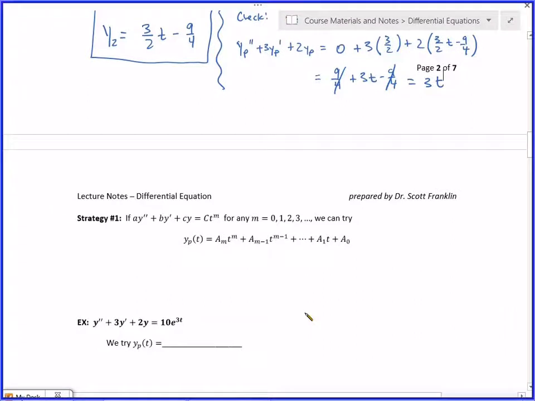Okay? So strategy number 1: if the right-hand side looks like an nth degree polynomial, guess an nth degree polynomial.